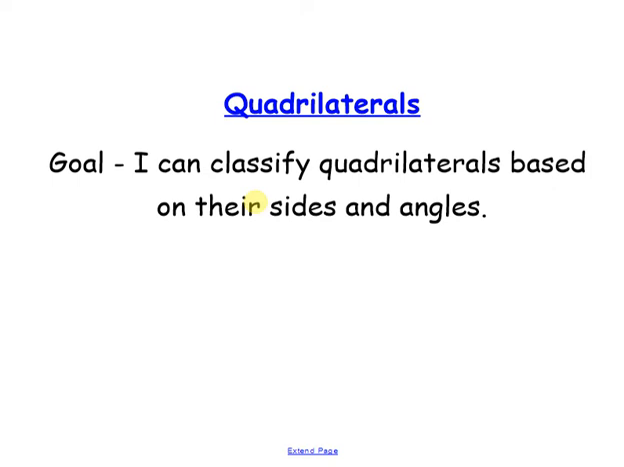This is the first lesson in our geometry unit, and today we're not going to be calculating areas or surface areas or volumes just yet. We're going to start with an introduction to quadrilaterals, and we'll talk about what quadrilaterals are. So your goal for today is: I can classify quadrilaterals based on their sides and their angles.